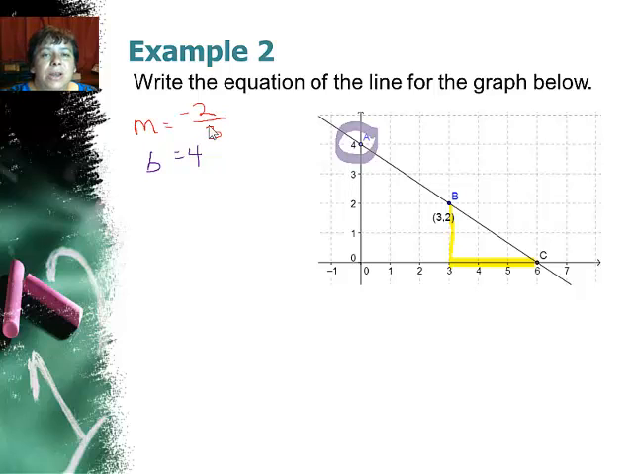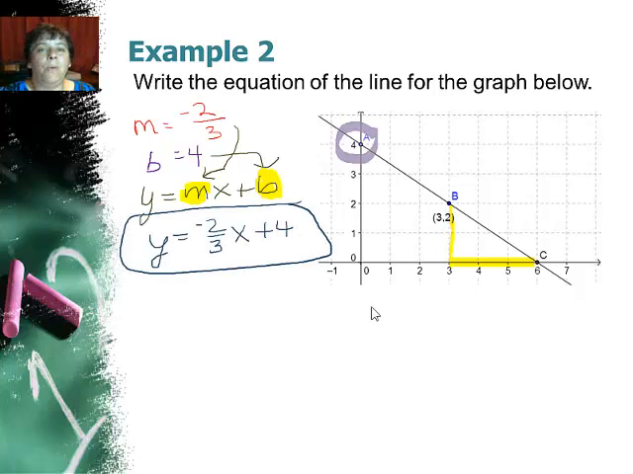Since I know the slope and the y-intercept, the easiest form to use is the slope-intercept form, y = mx + b. We substitute in for the m and the b, and we leave the y and the x alone. So it ends up looking like y = -2/3 x + 4.